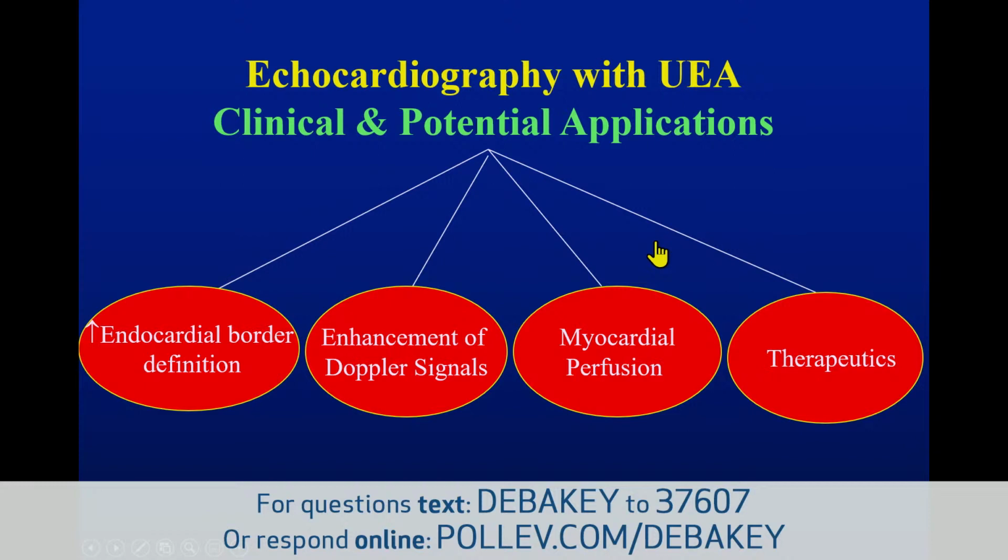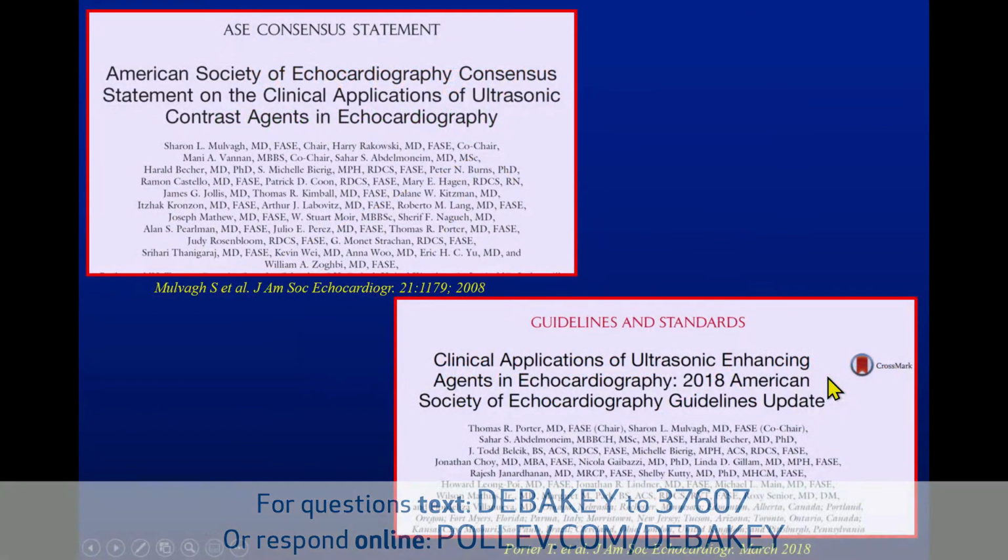Second, remember the settings on your machine to make sure that the mechanical index is low and that you use harmonic imaging. Now the applications are, and this is what's approved by the FDA, endocardial border definition. If you have more than 2 segments that you cannot see, this is the prime indication. The others have not been approved for such indication, including stress echocardiography, enhancement of Doppler signals, myocardial perfusion, and therapeutics. Certainly this area is still under investigation and research.